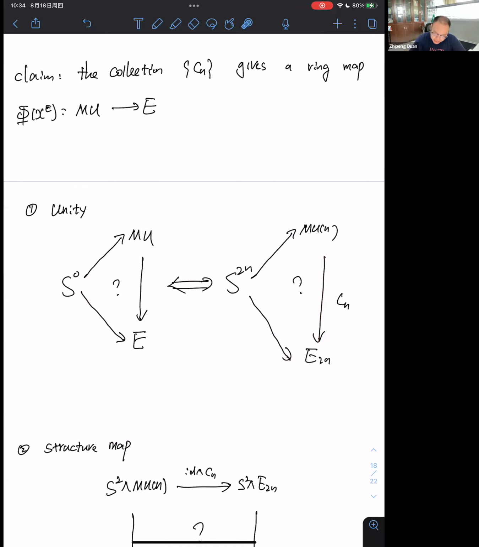So why is this map commutative up to homotopy? It's just because the class Cn is a Thom class. And the commutativity of this diagram just means the restriction of the class Cn on the fiber is a unit. So this is okay because Cn is a Thom class.